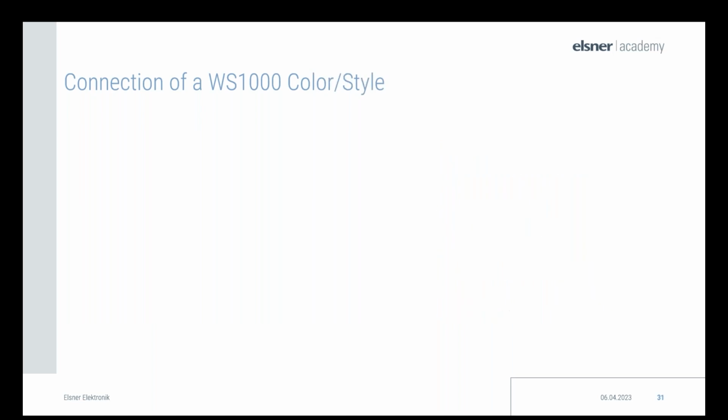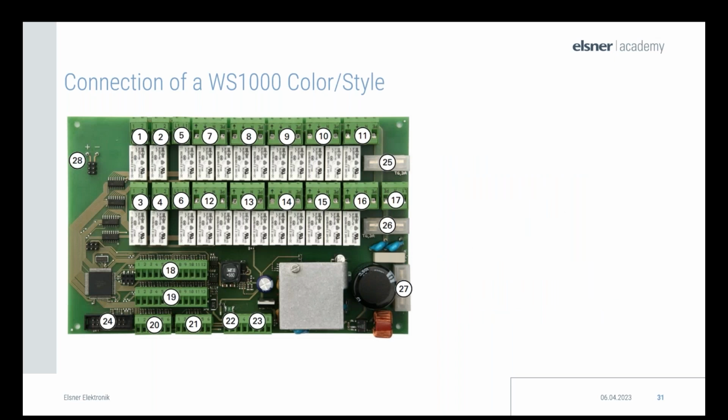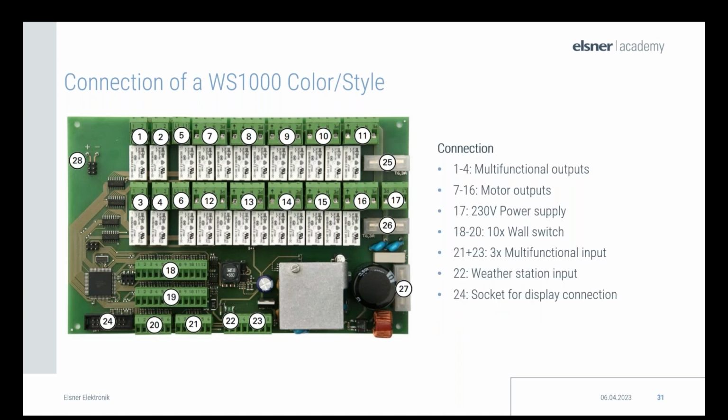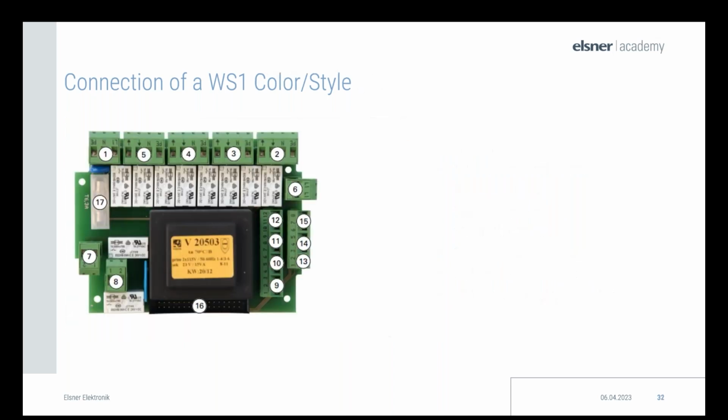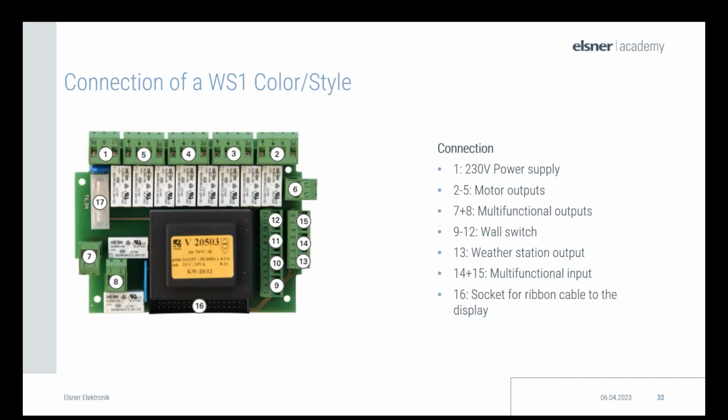Next up, we have the connection PCB of the WS1000 Color/Style. Here we have a similar scheme. Once again, I do not wish to go over this in detail. If you would like to do so, please let me know. Next up, the connection plate of the WS1 Color/Style. Here we have connector 1 for the power supply and so on. Similar scheme as for the other models.